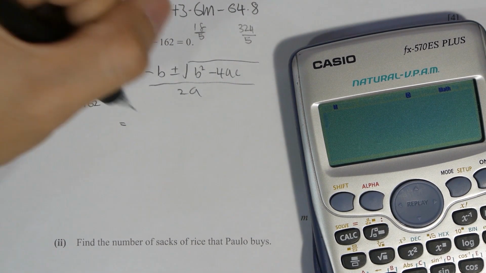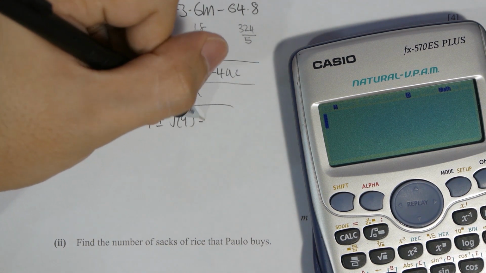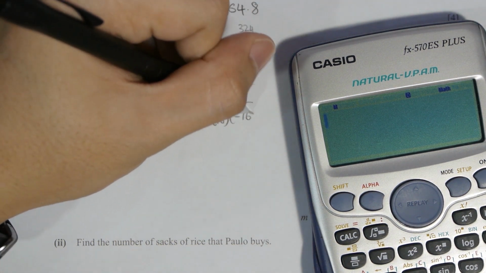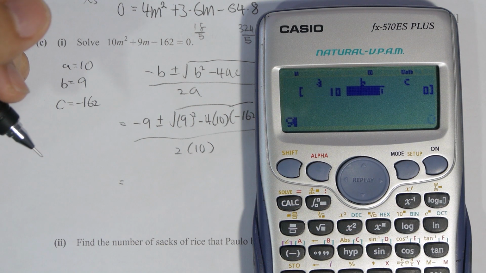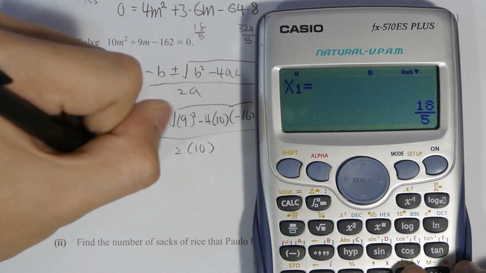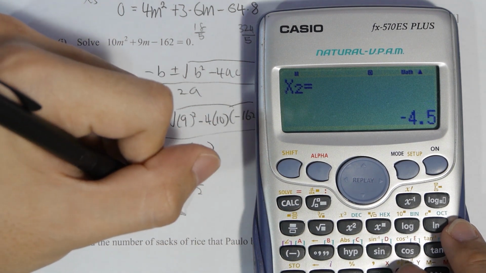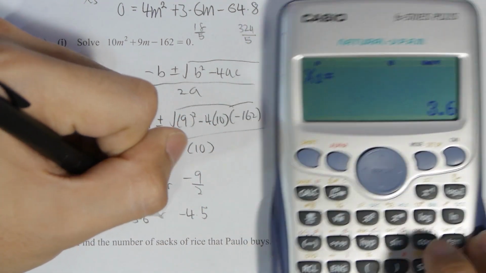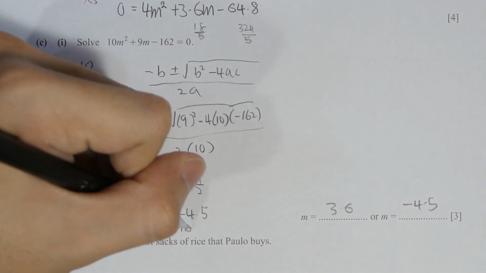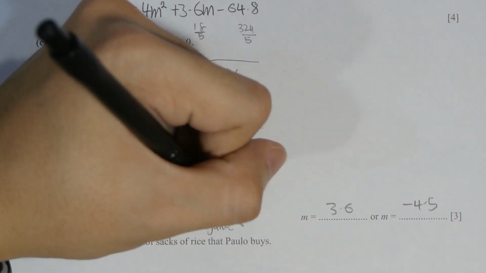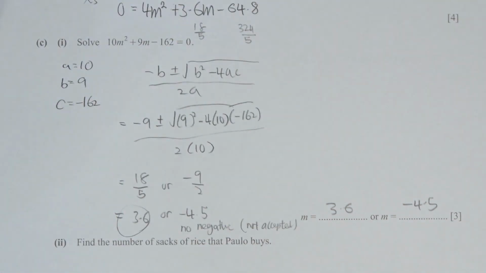So for part C, you use the quadratic formula, negative b plus minus square root of b squared minus 4ac, over 2a. After the calculation, you get 3.6 or negative 4.5. The negative 4.5 here is not acceptable because the price cannot be negative. Hence, to find the number of sets Polo buys, simply take 72 divided by 3.6, then you get 20 as the final result.